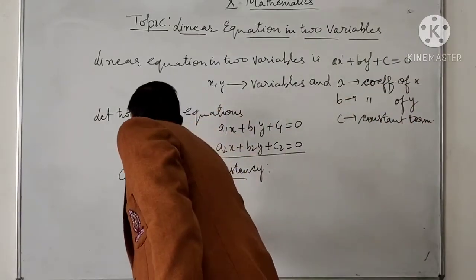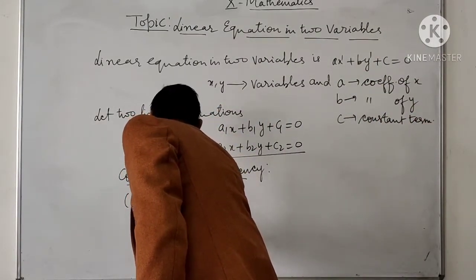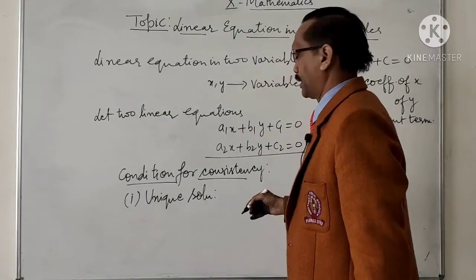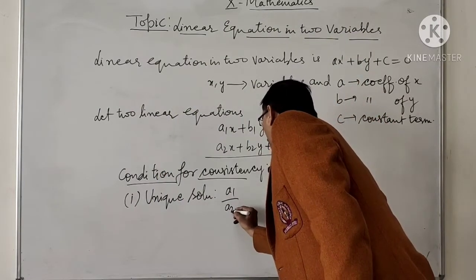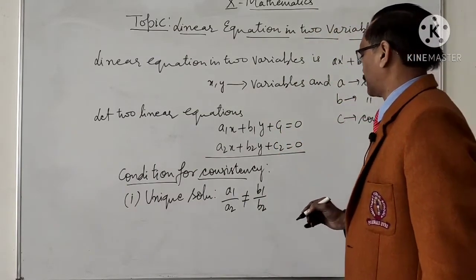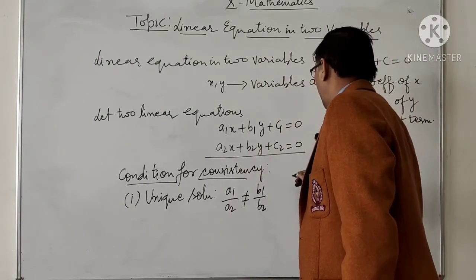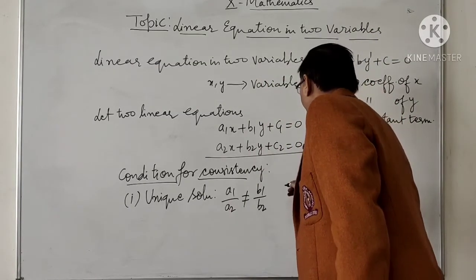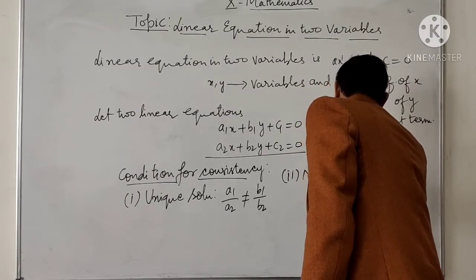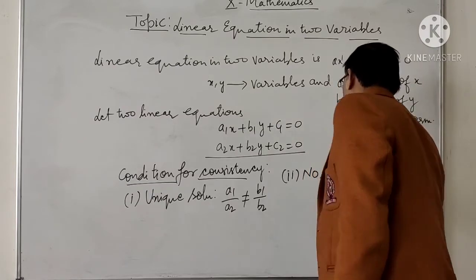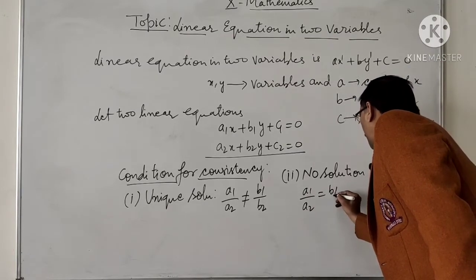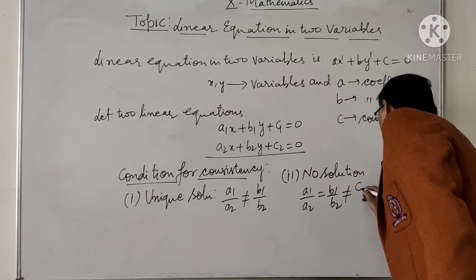If it is a unique solution, there is a first condition: a1 upon a2 is not equal to b1 upon b2. Then if it is no solution, meaning the solution does not exist, then a1 upon a2 equal to b1 upon b2 and is not equal to c1 upon c2.